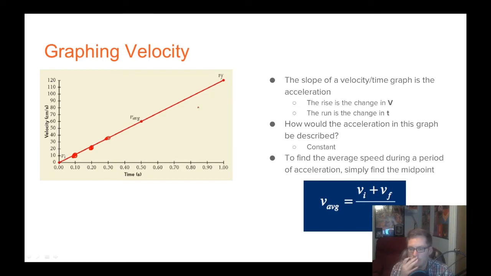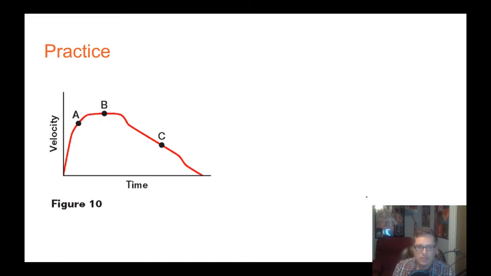And then if we're ever given a velocity versus time graph and we want to find the average velocity during a period of acceleration, so if you've got some acceleration and we want to find the average velocity within that time period, this is the formula you're going to use. You simply take the initial velocity plus the final velocity, over 2. Or you can flip them and do final first if that makes more sense to you: final plus initial over 2. And really that's just finding the average. Okay, so let's practice here.